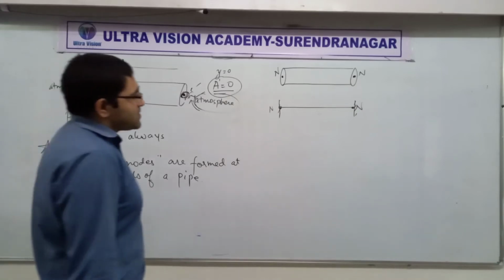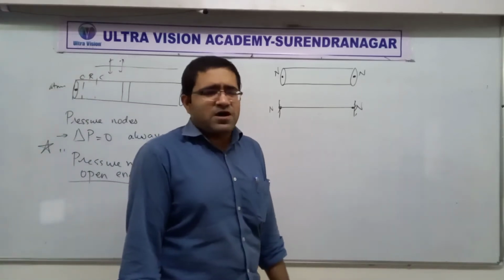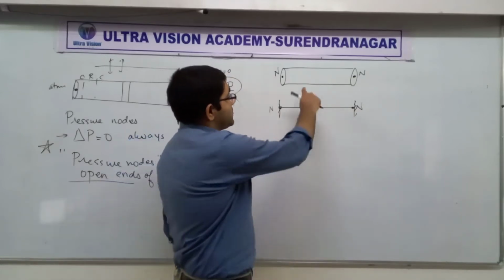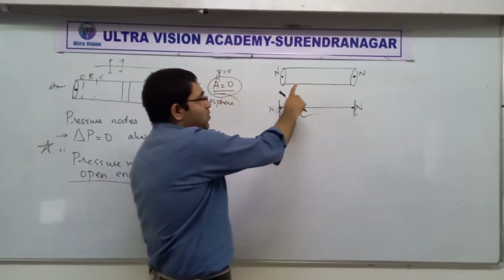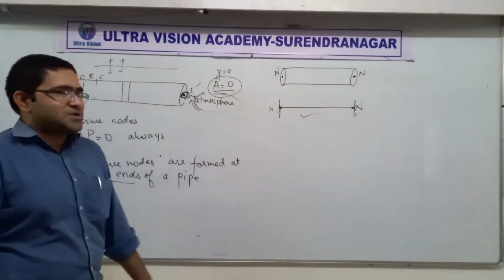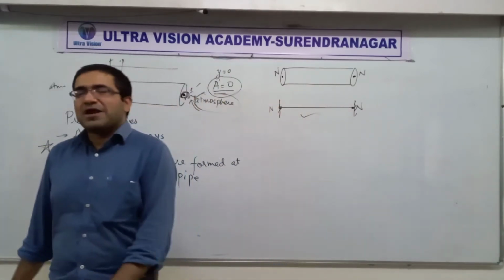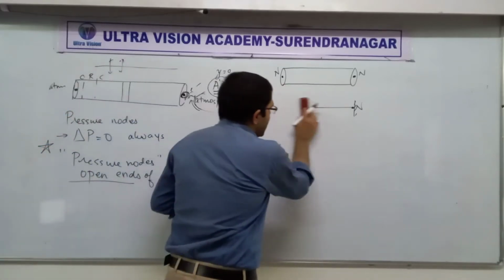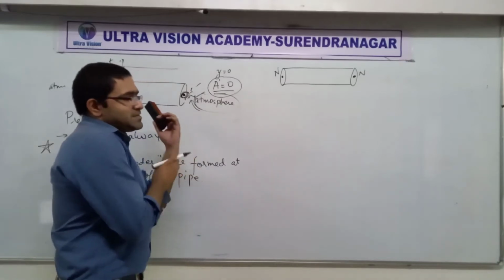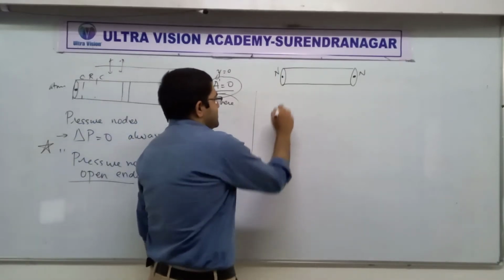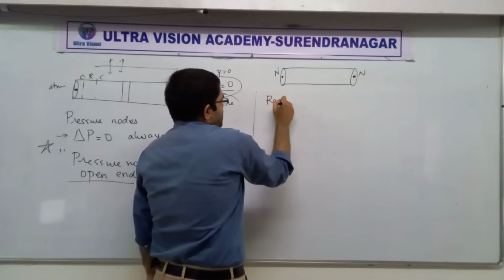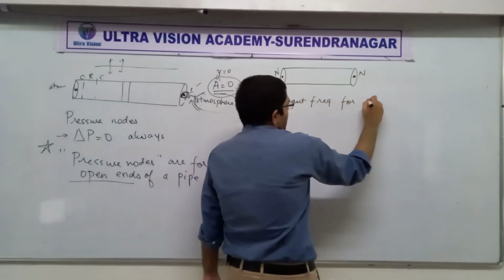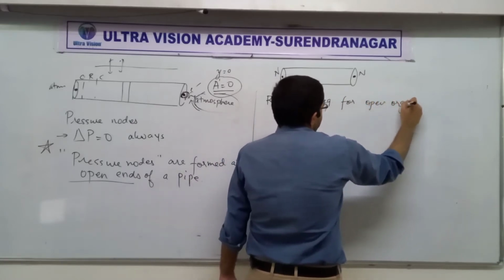What does that mean? It means all the maths that we have done for a string tied at both ends is also true for an open organ pipe. Again, open, that is open at both ends. Alright? So, let's write it down. Resonant frequencies for open organ pipe.